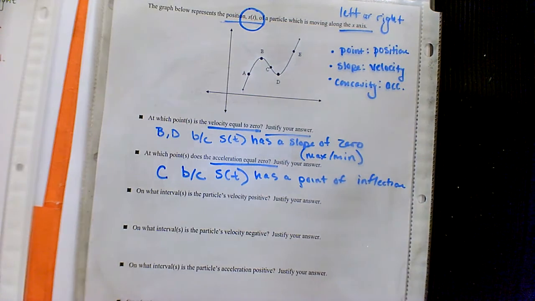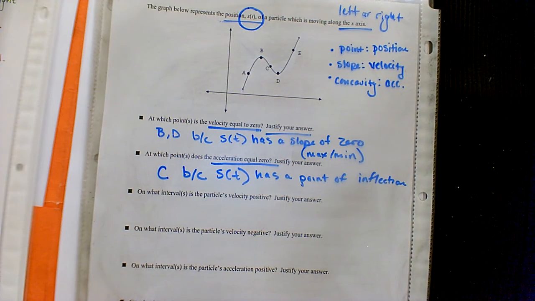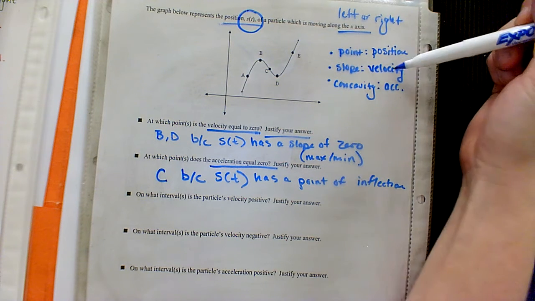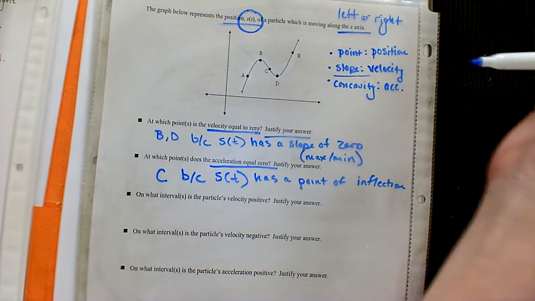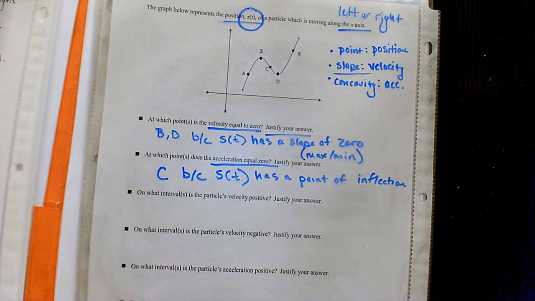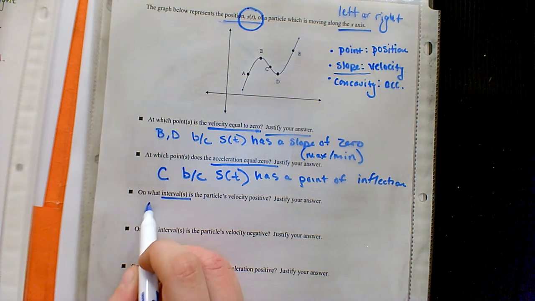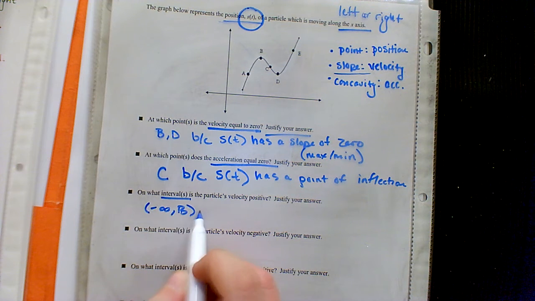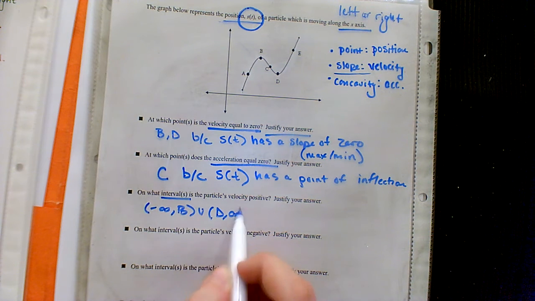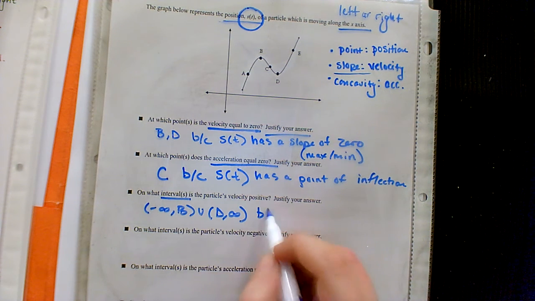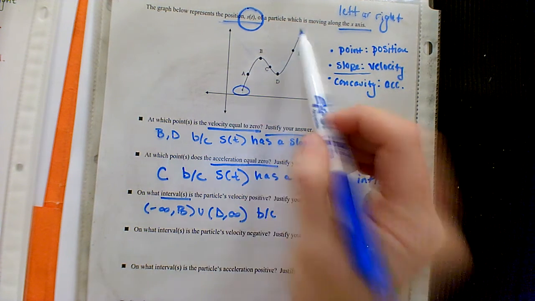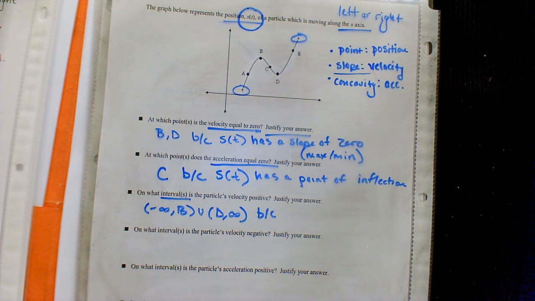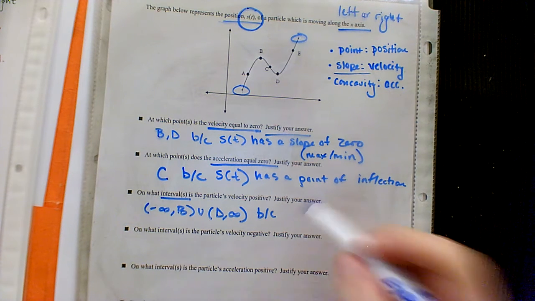All right, on which intervals is the velocity positive? We said velocity represented the slope of this graph. We're looking for intervals now, too. What do you think, Christian? Beginning of the graph to B. Okay. And D to the end of the graph. D to the end of the graph. Okay. Is that the end of the graph? Yeah, they have arrows. We'll say negative infinity and positive infinity.